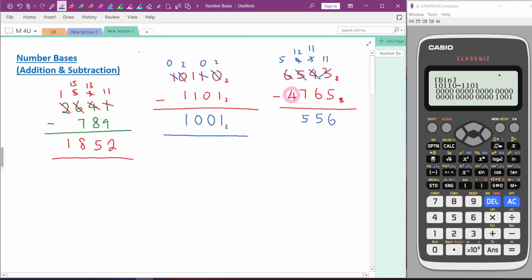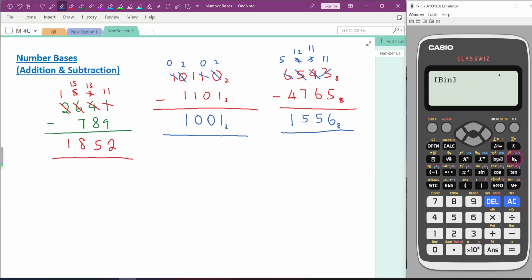And 5 minus 4, this one no problem, which is equal to 1, and this is base 8. Okay, this is our answer. So let's say you want to use your calculator to check the answer. Press OCT first, to let your calculator know that now you are calculating for a number in base 8, which is an octal number. 6543 minus 4765 equals 1556. Okay, our answer is correct.